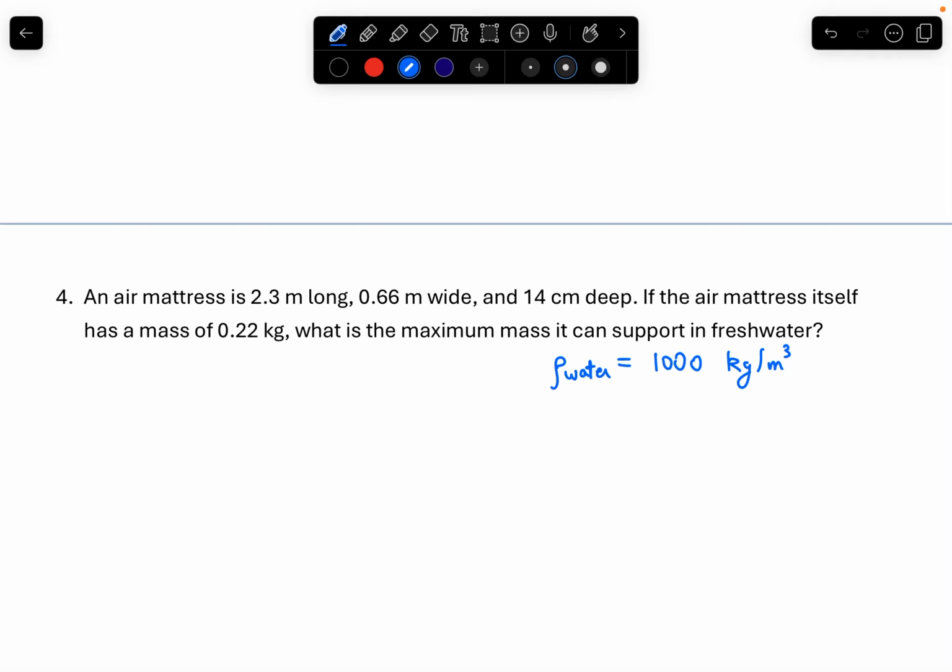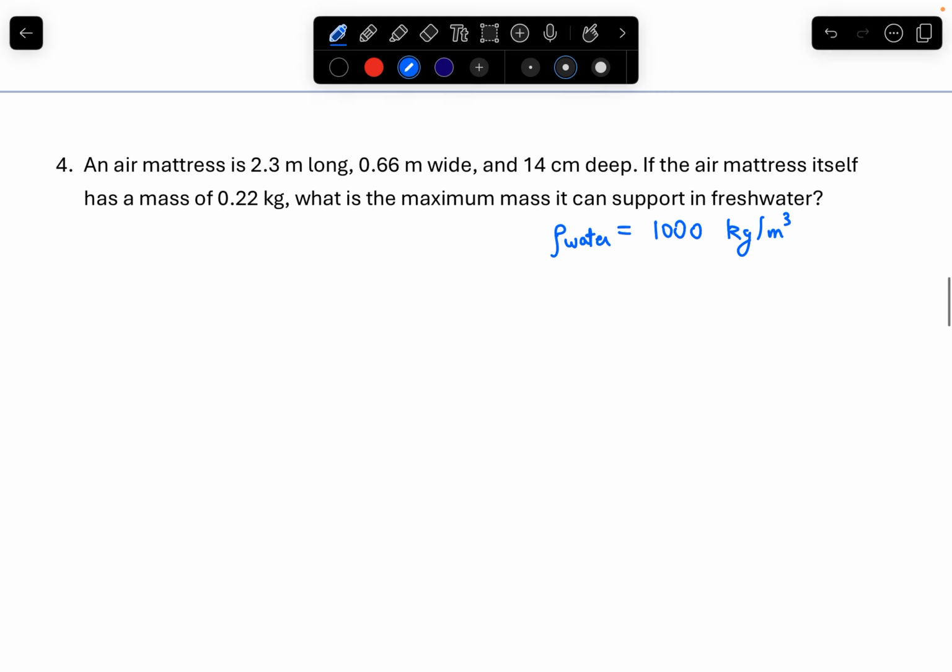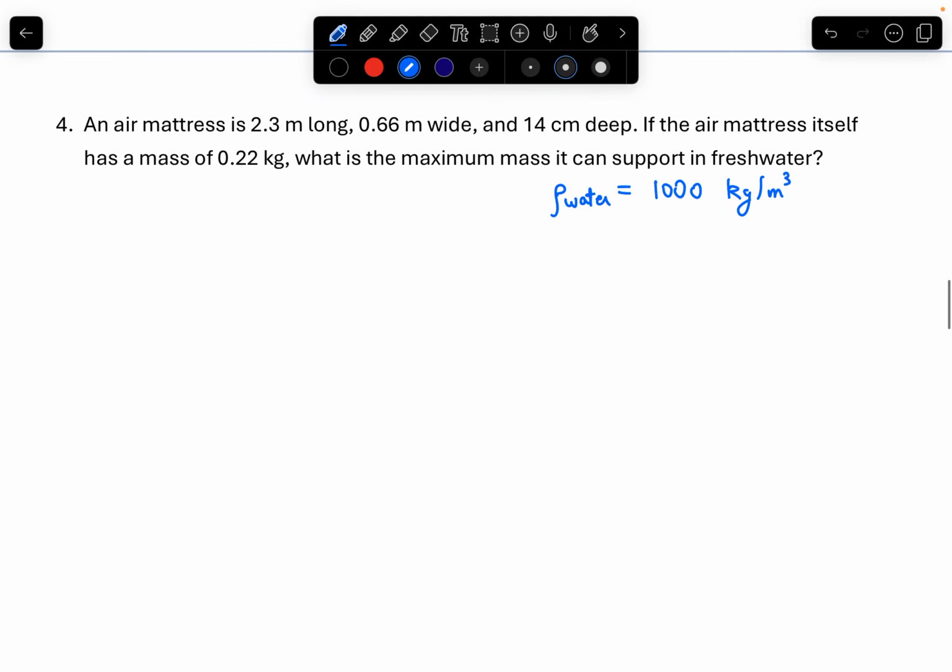So let's solve these problems on pressure, density, heat, and temperature. For the first problem, we are given an air mattress that has these dimensions, and we are also given the mass of the air mattress.